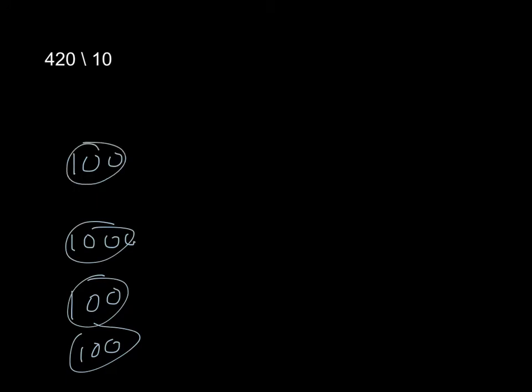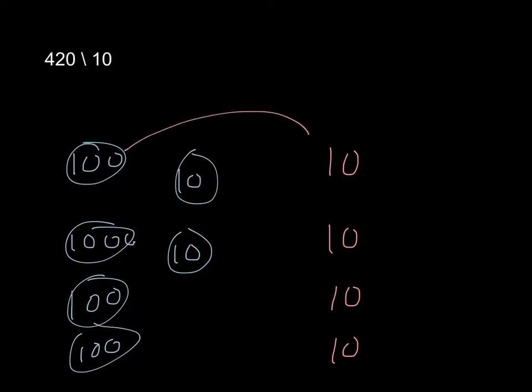We can start by drawing 420 in circles. Okay, 100, 200, 300, 400, and 20. We did this in units of 10 because that's going to be easier to divide. Then we can do 100 divided by 10 is 10, and we do that each of the 4 times.